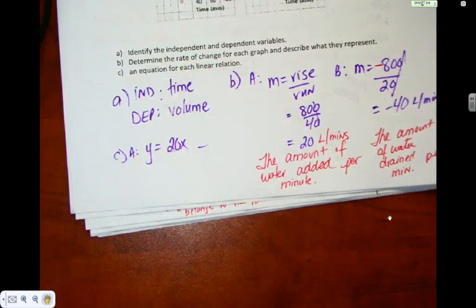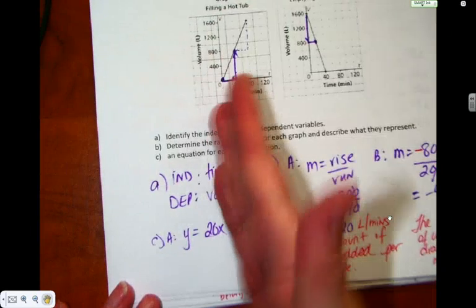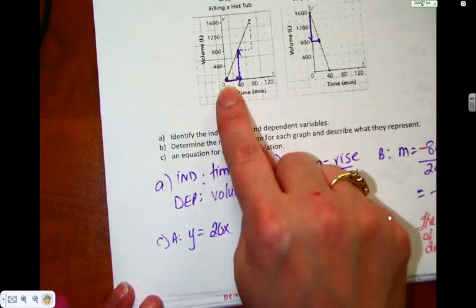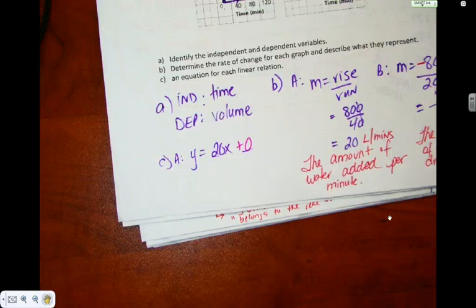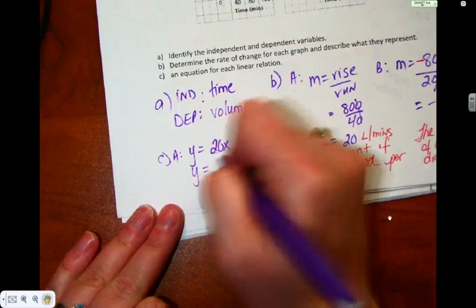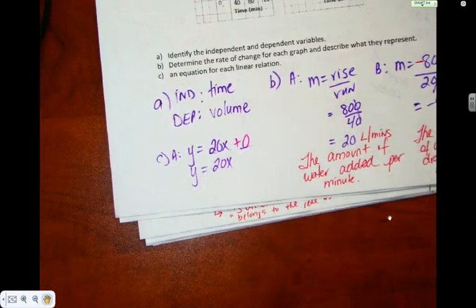Where does b come from? What does b represent? It's the starting value. So at the very start of the x-axis, when the time is 0, what's the volume? 0. Do I need to write plus 0? No. So the equation we would just say is y equals 20x. M is the slope, b is the starting value.